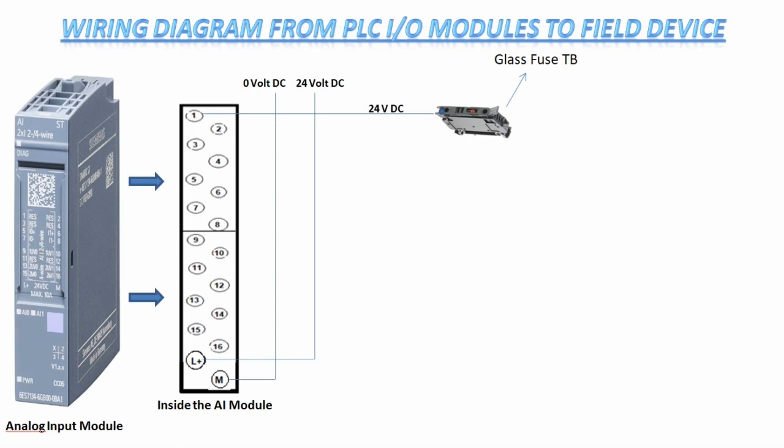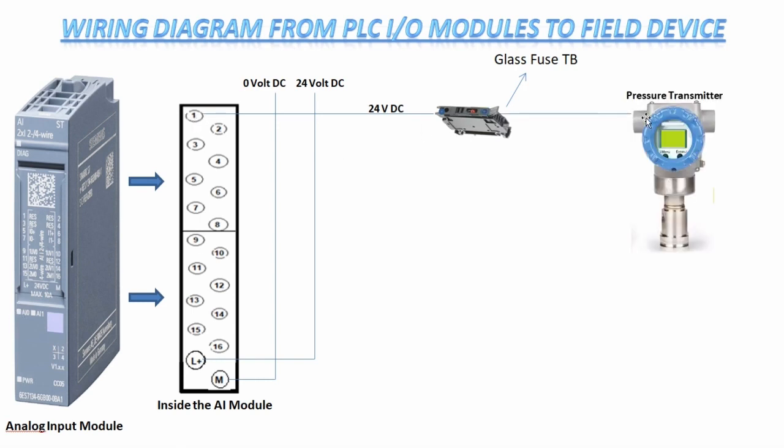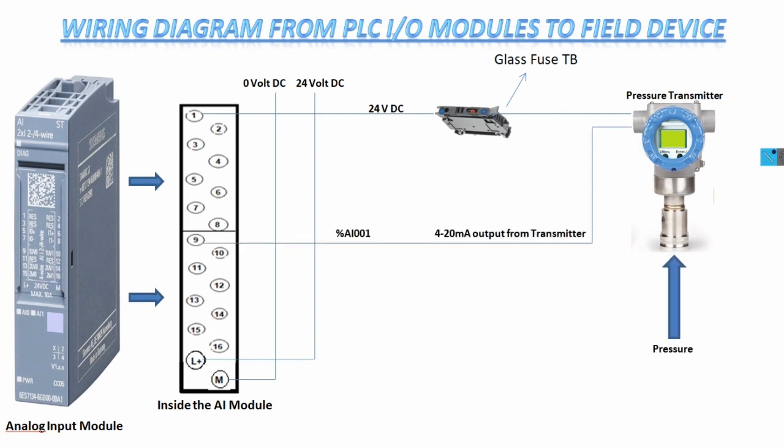After this fuse terminal, we will throw 24 volt DC to the pressure transmitter. So the pressure transmitter will energize when the 24 volt DC is supplied to it. After the pressure transmitter receives pressure, it will give an output like 4-20 milliamps from this transmitter to the 9th number terminal, which is addressed as AI001 in this case. So what happens when there is a variable pressure?